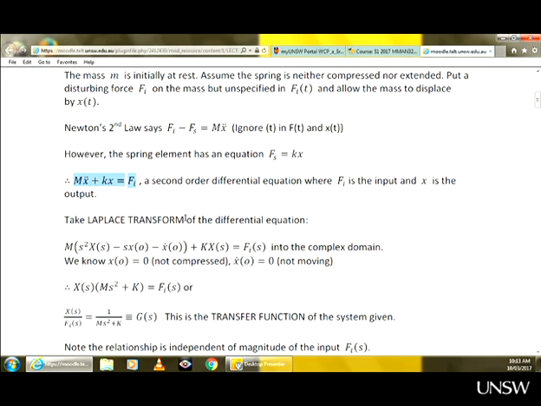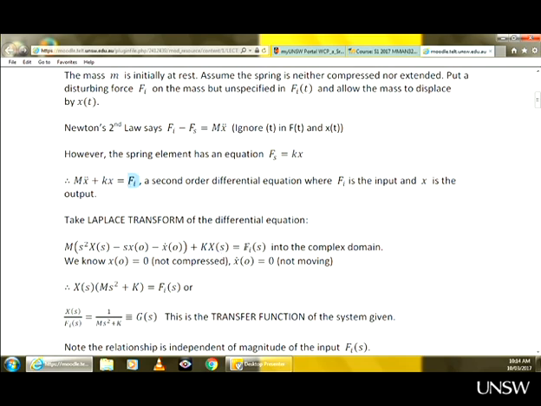If you take a Laplace transform of the left-hand side and on the right-hand side, on the left-hand side you have a second derivative, so you're going to have m times s squared X of s minus s x of 0 minus x dot of 0. Then you have kX, and you have Fi of s.